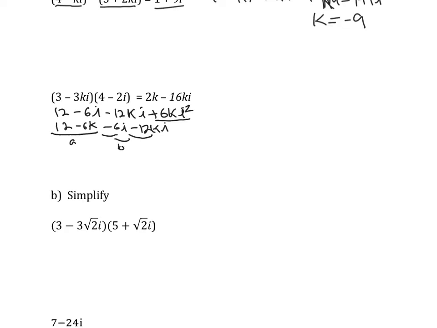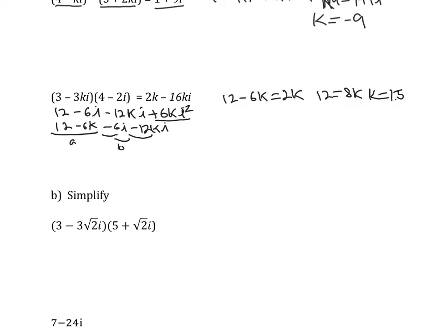And so what we can do is then set up this equation that 12 minus 6k, the real portion on the left side, has to equal 2k, the real portion on the right side, which means that 12 is equal to 8k and k is equal to 1.5.